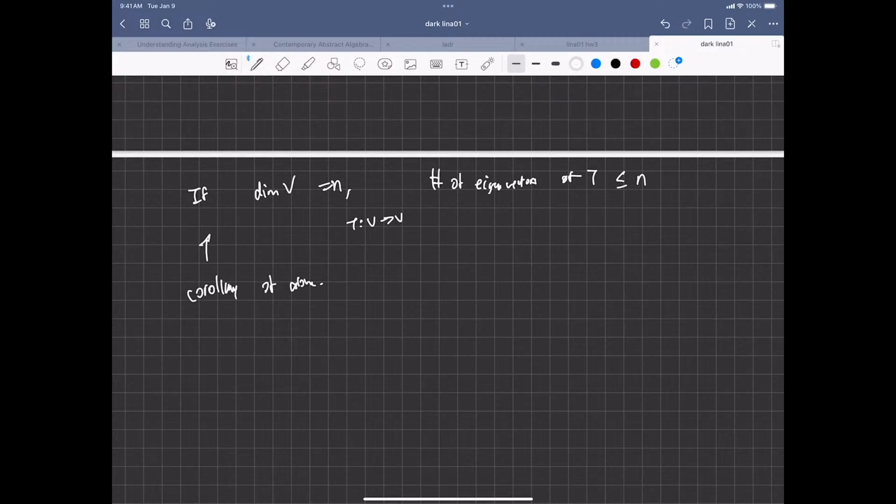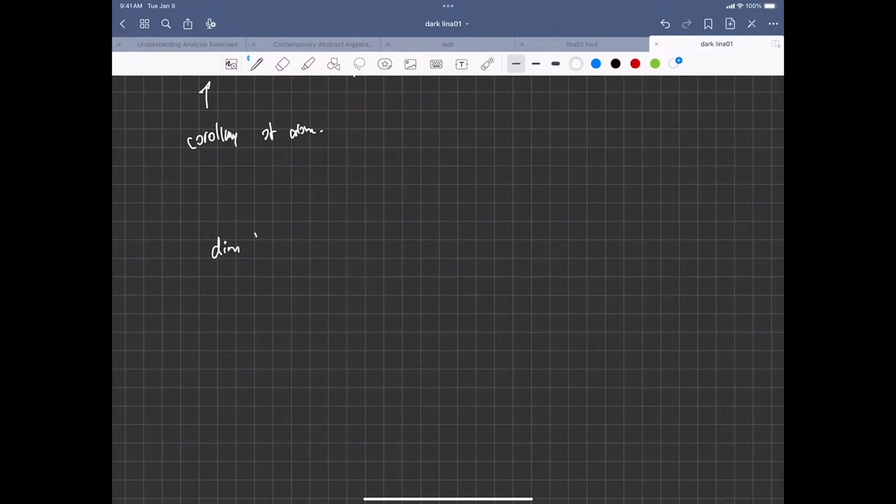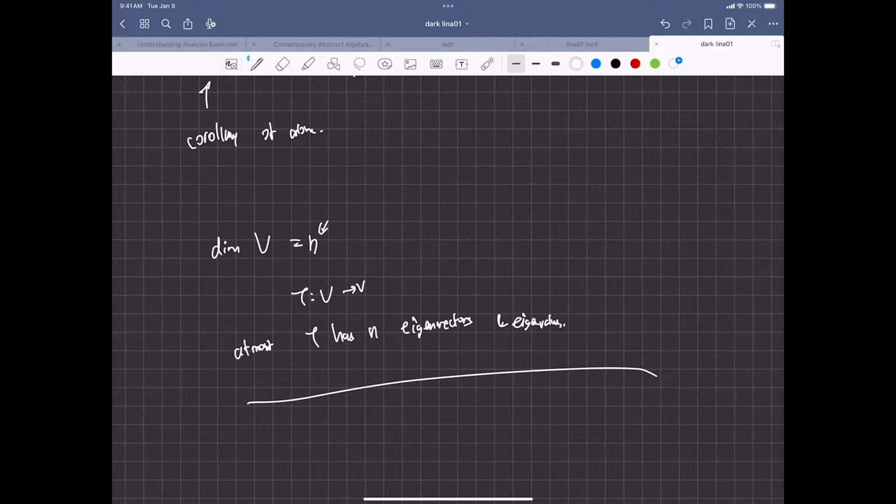This is actually a powerful result. What does this tell us? Since for eigenvectors and eigenvalues we are working with finite dimensional vector spaces, if we know the dimension of the space and we have an operator, we know that T has at most n eigenvectors and eigenvalues. This is basically the big concluding, very important result from this.